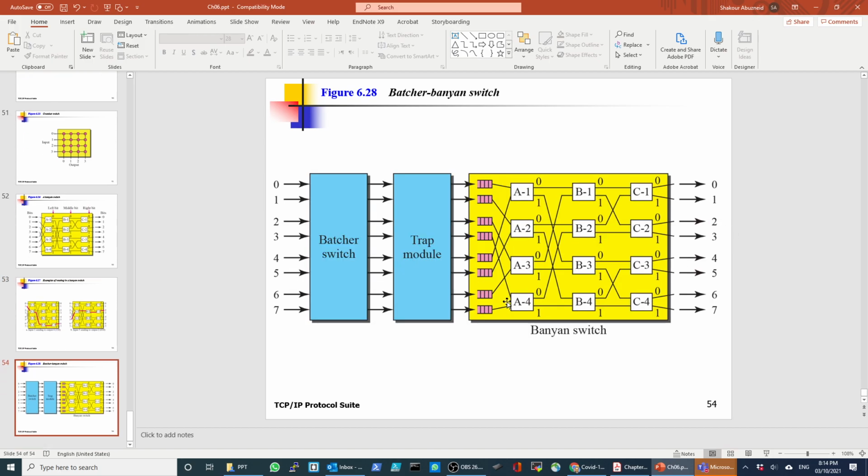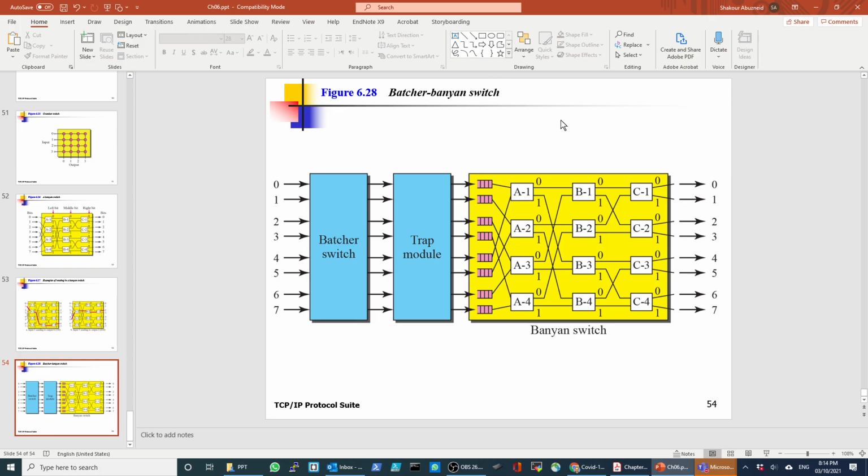All right? So, also, there is the Batcher Banyan switch, which has multiple parts. This is the Banyan switch that we explained before. And this is more sophisticated. You have the Batcher switch, then you have the trap module, and then you have the Banyan switch. So we are connecting the Batcher switch with the Banyan switch with a trap module. We call it the Batcher Banyan switch.